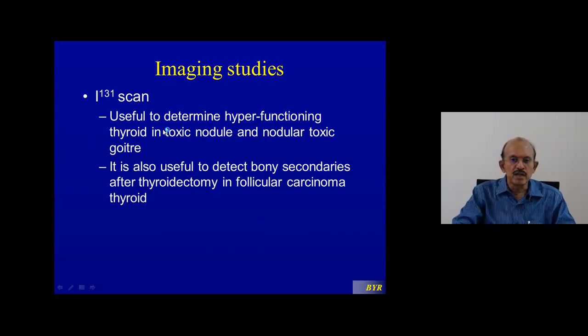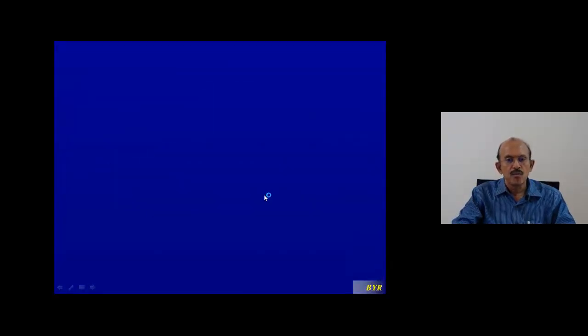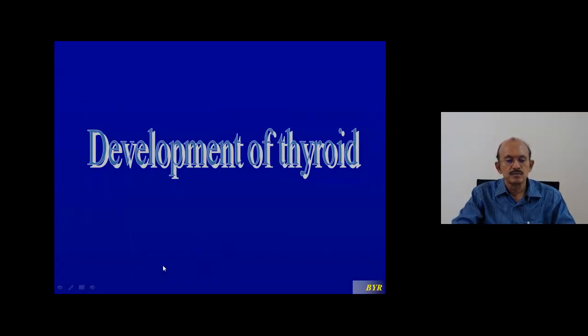So it is used to determine hyperfunctioning thyroid in toxic nodule and nodular toxic goiter. It is also useful to detect bony secondaries after thyroidectomy in follicular carcinoma thyroid. So these are the investigations of thyroid gland. Next is the development of thyroid gland.